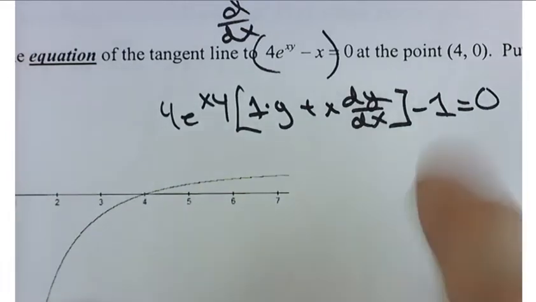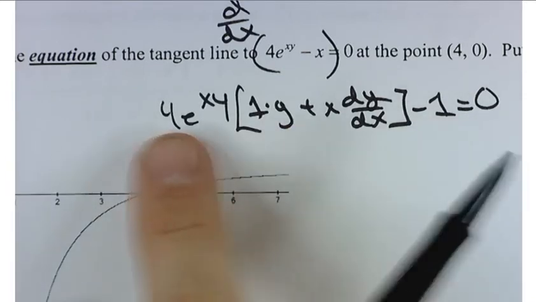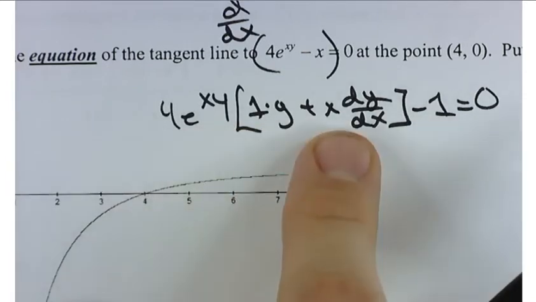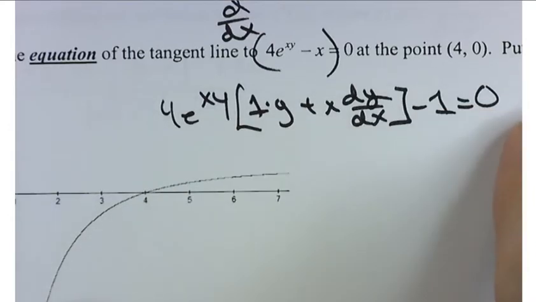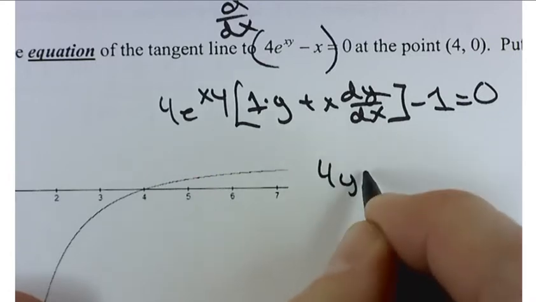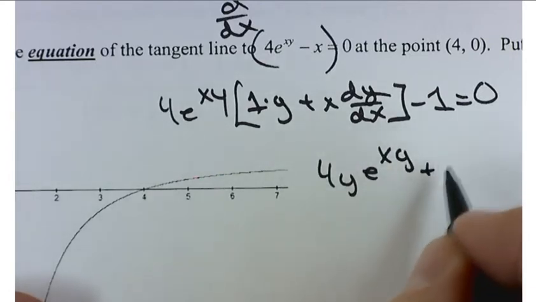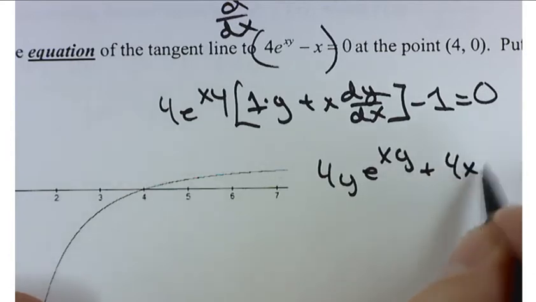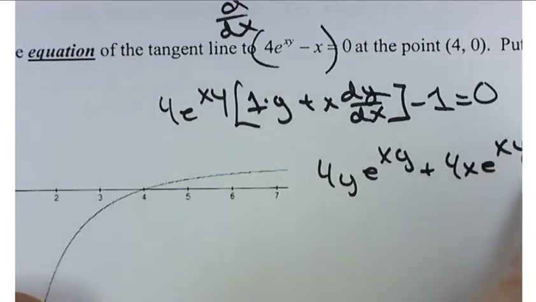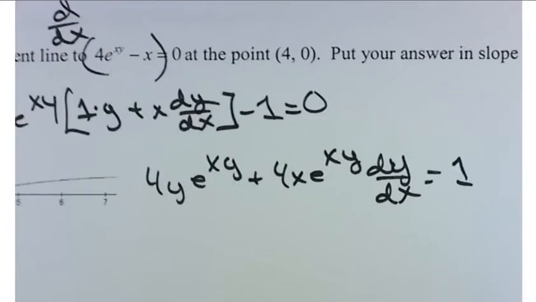Let's see. How do I want to do this? I'll distribute this term to both of these terms, and I'll move the 1 to the right-hand side. So I'm going to get 4y e to the xy plus 4x e to the xy dy by dx equals 1.